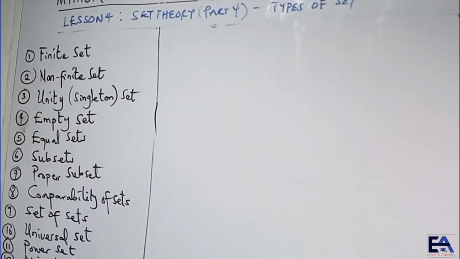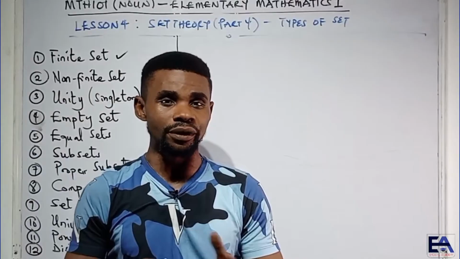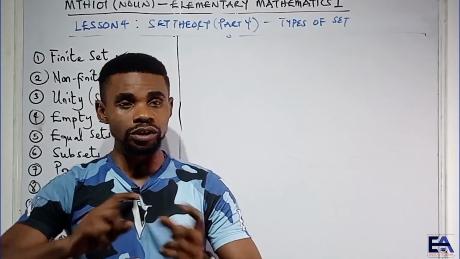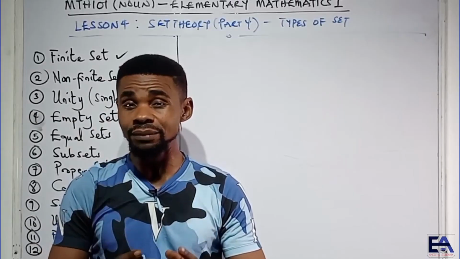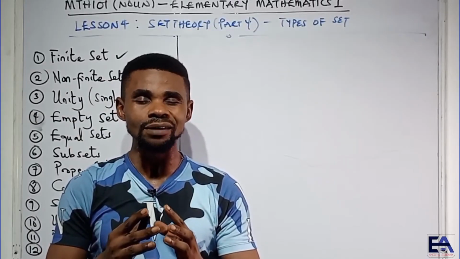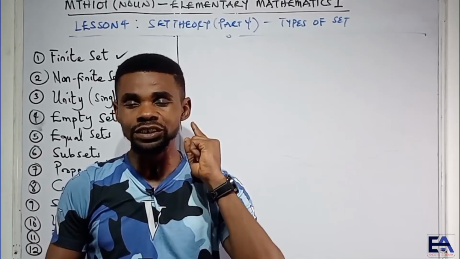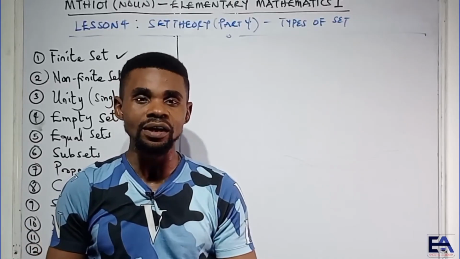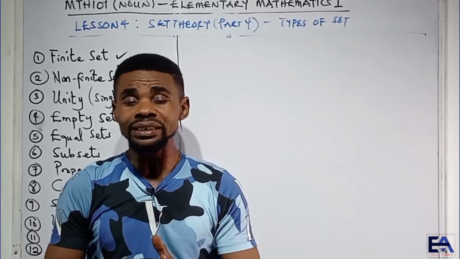A finite set is the first type of set we are going to be addressing. A finite set is just a set that has a fixed number of members, a fixed number of elements. I told you before, it does not matter the order of arrangement of those elements, but what really matters is that the elements can be counted, or there is a fixed number of elements, even though the elements may be large in number. An example of such is the set of NOUN students.